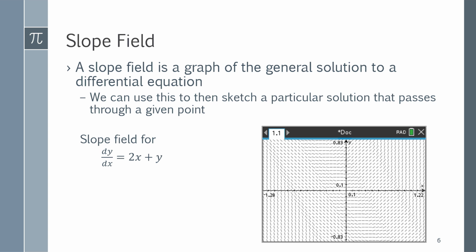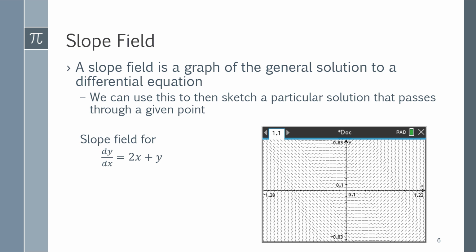What it is, it's little tiny pieces of tangent lines where at whatever coordinates that little piece is at, it's showing this is the slope of my function at this point. So we can use this as little ways of directing us on how to sketch particular solutions within a slope field. So here I've got a picture of a slope field for the differential equation dy/dx equals 2x plus y.